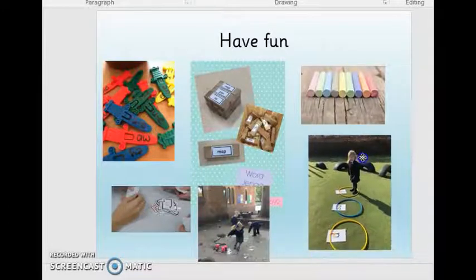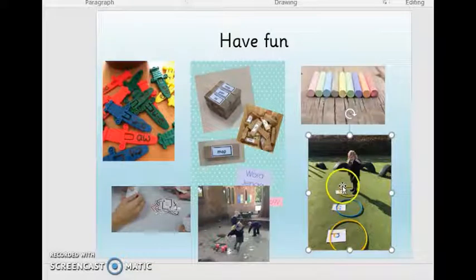This is also another lovely activity where you've got 3 hula hoops. You can put sounds in them, and then they have to jump through the sounds to then hear the word. So for example, if you had the sounds d, o, g, they could jump through the sounds and then hear the word dog. So really it's just about having fun.